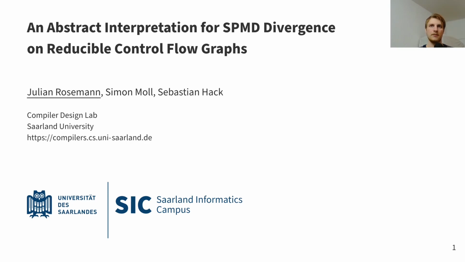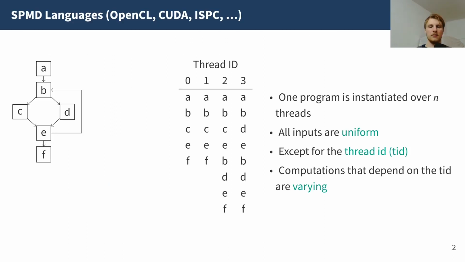I'm Julian Rosman from Saarland University, and today I will present our divergence analysis. To keep everyone on board, I will first explain SPMD divergence and reducible control flow graphs, then I will show you what our analysis tries to achieve and how it does that. For a detailed discussion on why we achieve the desired result, you will have to consult the paper.